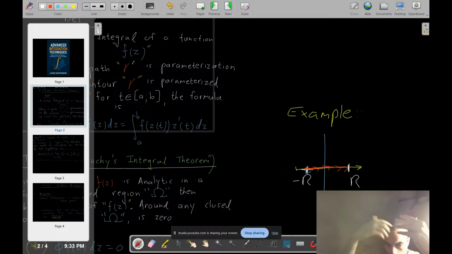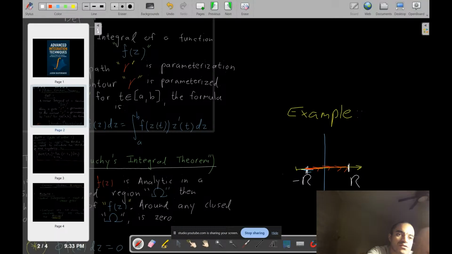This is an example of one of the contours I'm talking about, the upper semicircle. So we have to go along from minus r to r horizontally, linear to the real axis, and then its circle heads back like this.